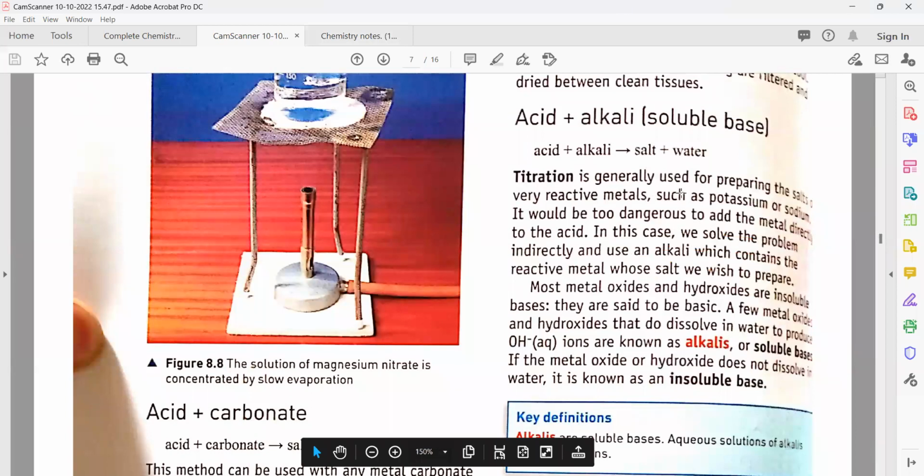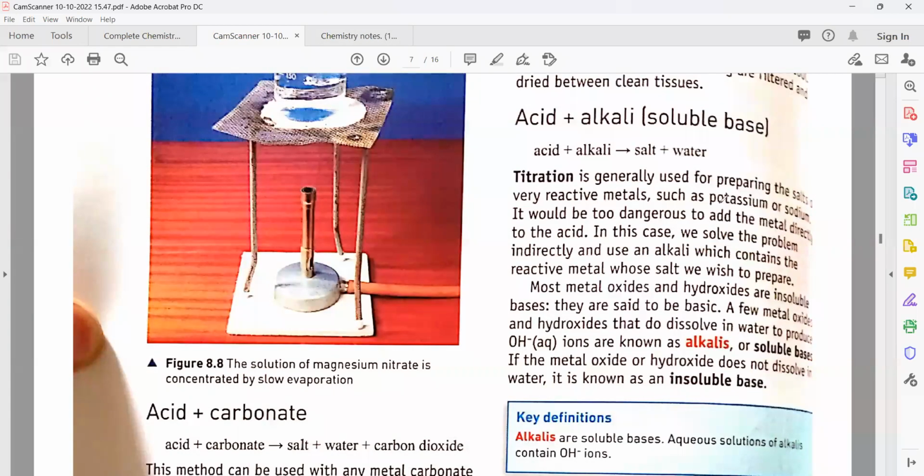Titration is generally used for preparing a salt from very reactive metals. So very reactive metals, such as potassium and sodium, it would be too dangerous to add the metal directly to the acid. The reaction is very fast and vigorous, so you need not make any direct contact with them. In this case, we solve the problem indirectly and use an alkali which contains the reactive metal whose salt we wish to prepare.